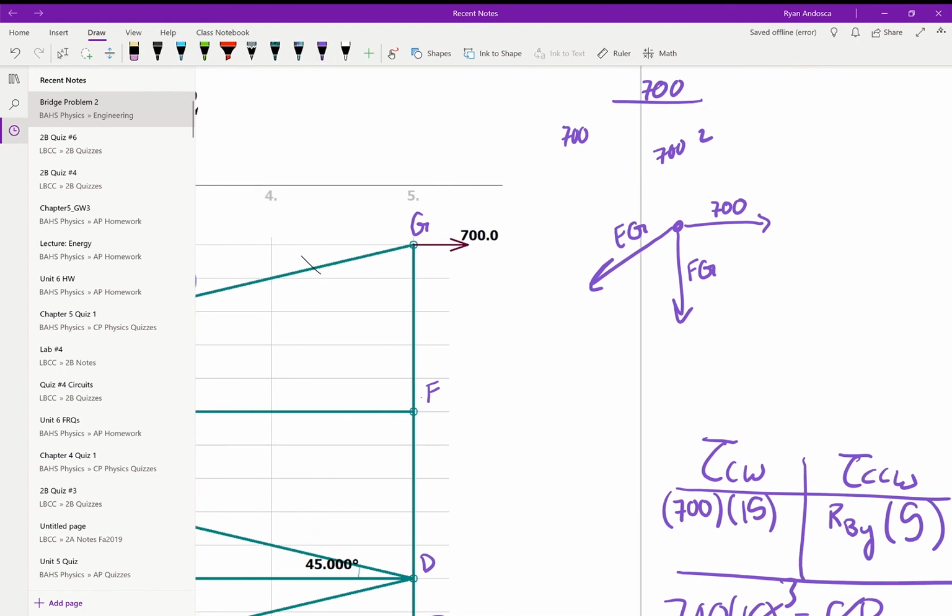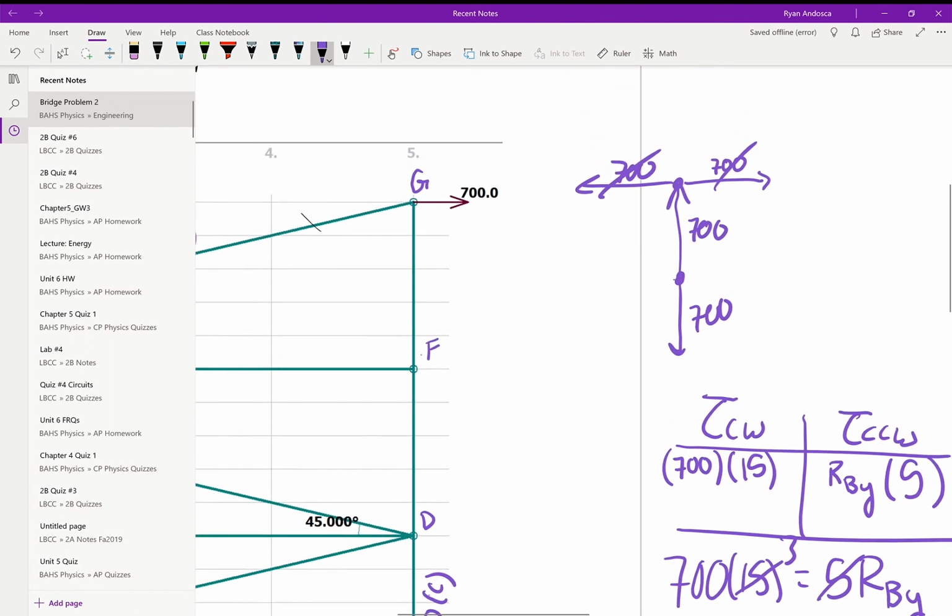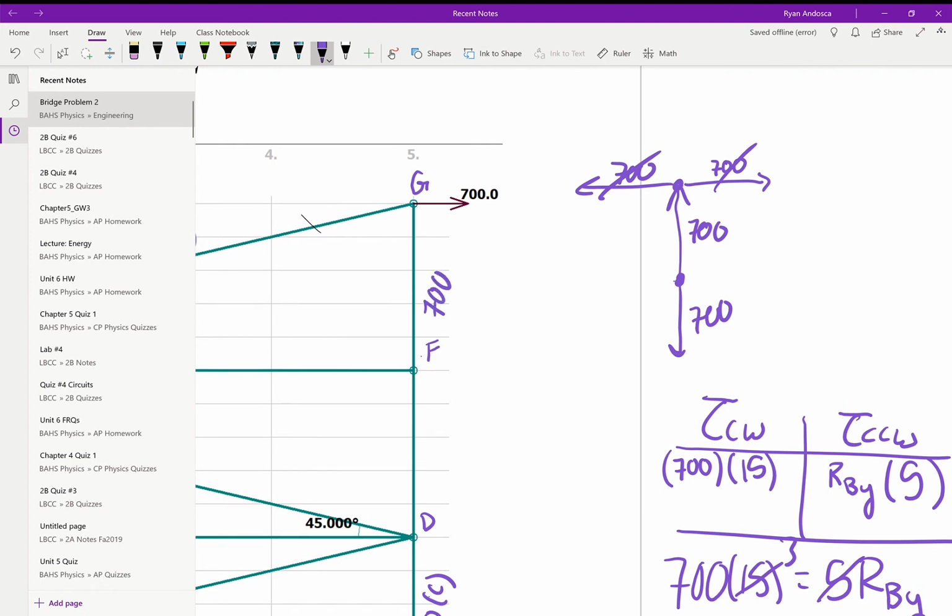Okay, so that one's taken care of. I can erase it and draw out its parts. We got 700 this way, which is why these cancel, and we've got 700 going down this way, which means that FG needs to cancel the 700 down, which means it's actually going up, and it's got to be 700 going up. So that means that this is 700, and since it's going up into the joint, it's a compression. All right, G taken care of.